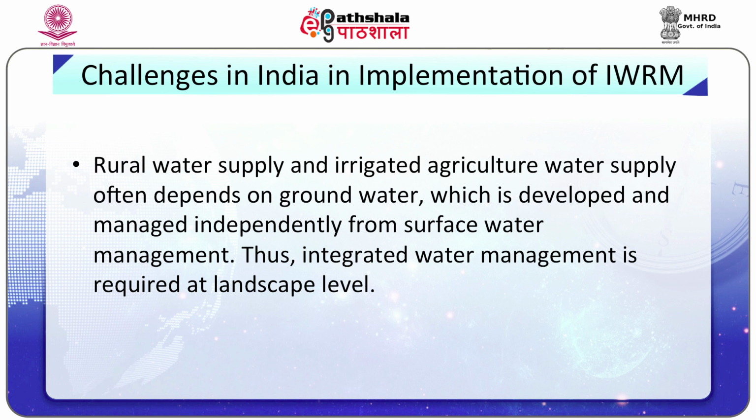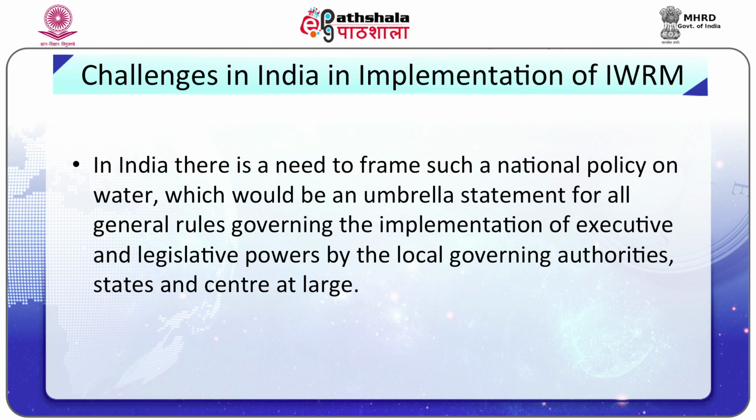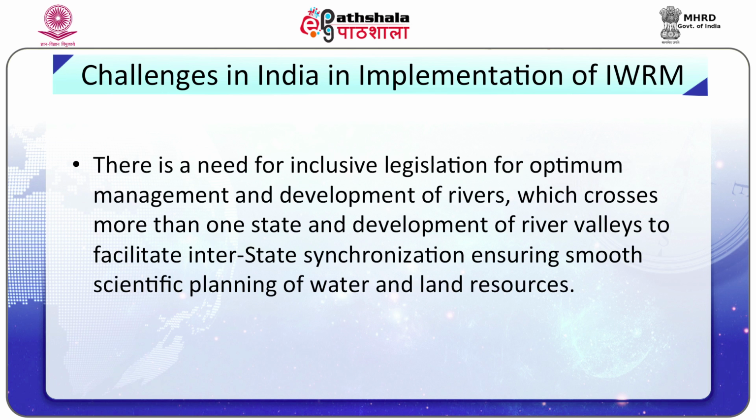Rural water supply and irrigated agriculture water supply often depends on groundwater, which is developed and managed independently from surface water management. Thus, integrated water management is required at landscape level. In India, there is a need to frame such a national policy on water, which would be an umbrella statement for all general rules governing the implementation of executive and legislative powers by the local governing authorities, states and centre. There is a need for inclusive legislation for optimum management and development of rivers which cross more than one state, and development of river valleys to facilitate interstate synchronization, ensuring smooth scientific planning of water and land resources.